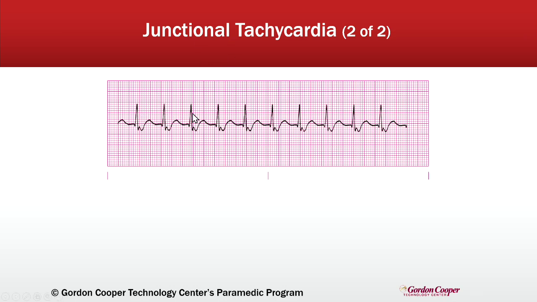Rhythm looks quite regular. 1, 2, and a couple. So rhythm is regular. Now the P wave on this one, we see it down here. So it's after the QRS, which we know it can be inverted, absent, or after the QRS. So of course there's no PR interval. The QRS is nice and tight. So by the standards that we know, that would be junctional tach.